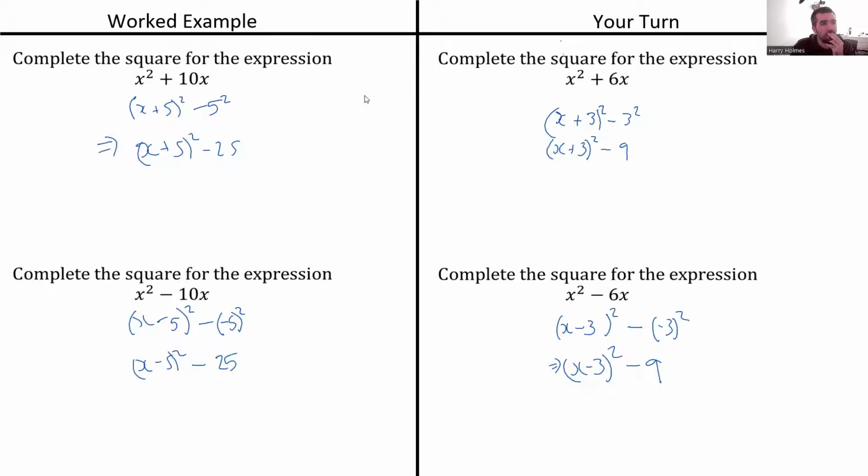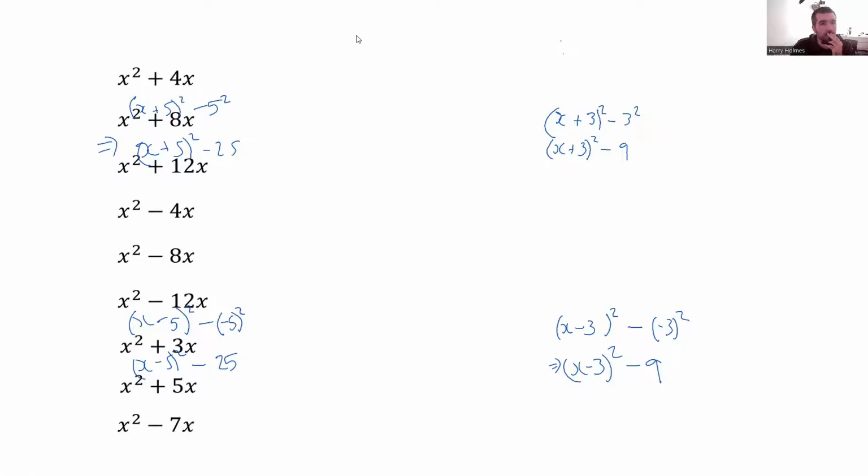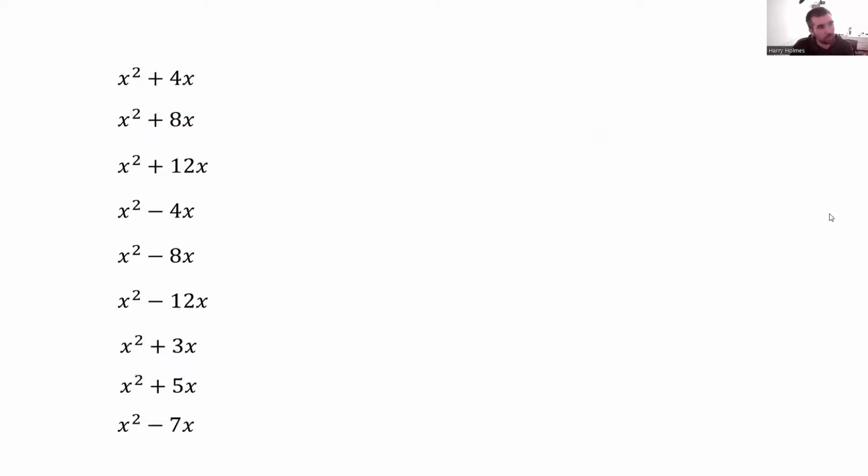So let's take the next page, which is here, and let me get rid of all this writing. So here are some questions for you to do. 1, 2, 3, 4, 5, 6, 7, 8, 9 questions for you to have a go at. Press pause now. Try the questions. If you need help, unpause it, because I'm going to do the first one in pen. Okay, but you try it now, hit pause.